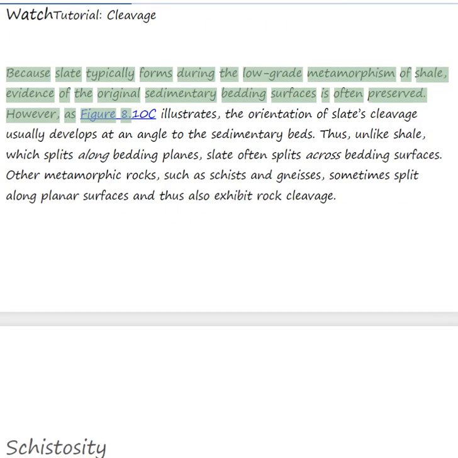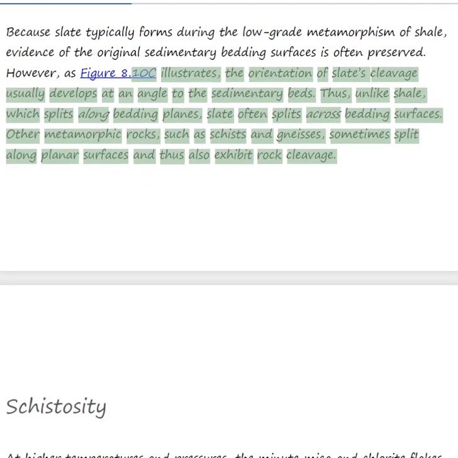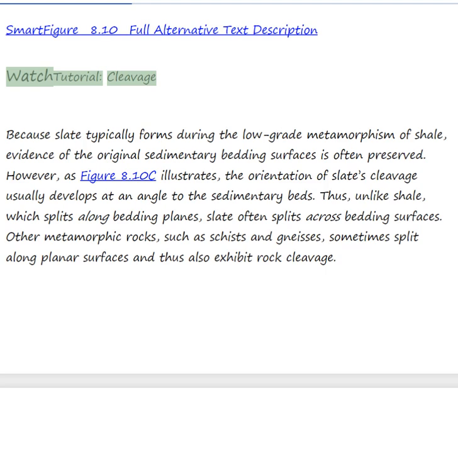Because slate typically forms during the low-grade metamorphism of shale, evidence of the original sedimentary bedding surfaces is often preserved. However, as Figure 8.10c illustrates, the orientation of slate's cleavage usually develops at an angle to the sedimentary beds. Thus, unlike shale, which splits along bedding planes, slate often splits across bedding surfaces. Other metamorphic rocks, such as schists and gneisses, sometimes split along planar surfaces and thus also exhibit rock cleavage. Watch tutorial, Cleavage.